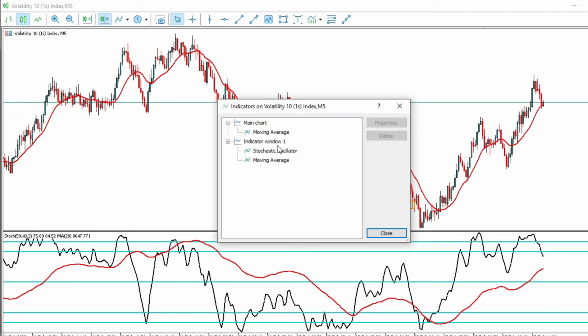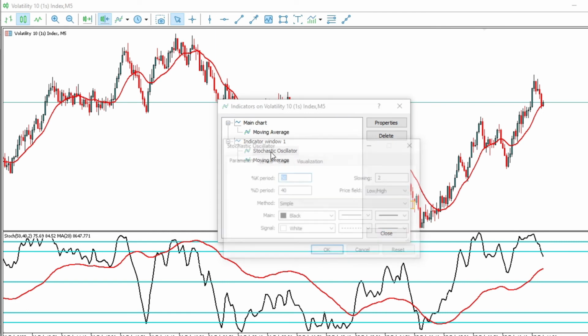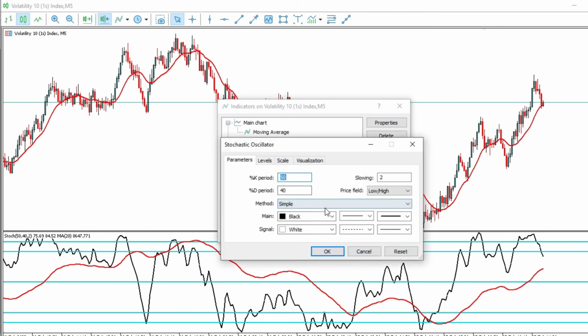On indicator window one we're having a stochastic oscillator and another moving average, this moving average here. So on the main chart we're having a moving average, period 20, linear weighted, close, HLCC stroke 4. That is what we are using. Be keen on taking notes of that. Then we go to indicator window one. Here we have the stochastic.